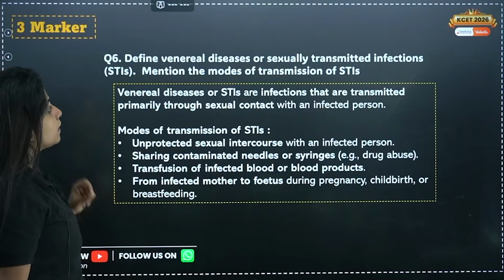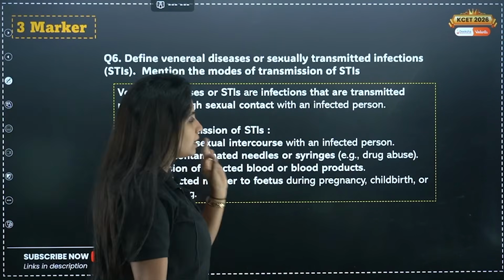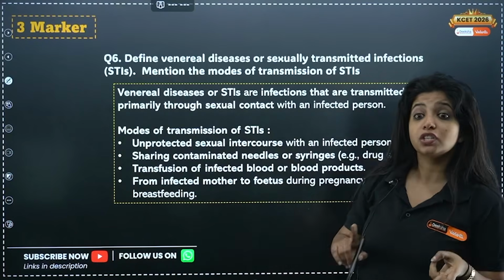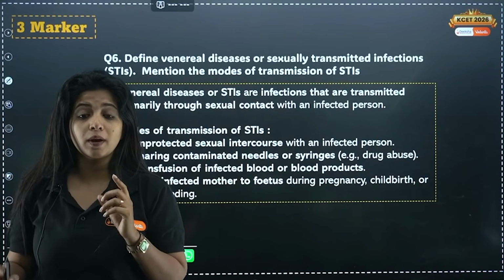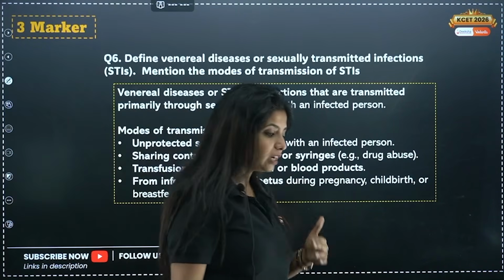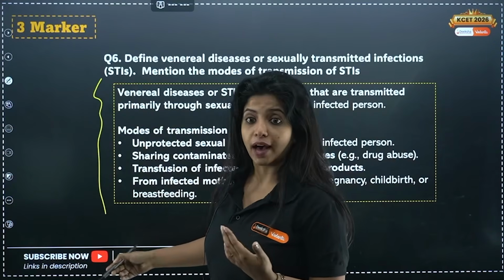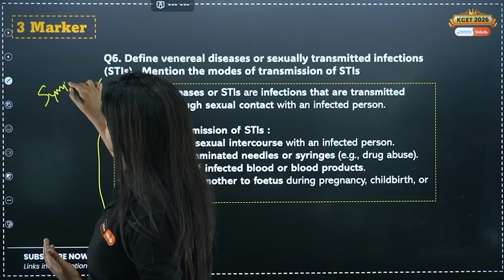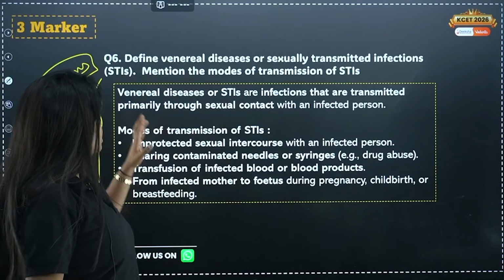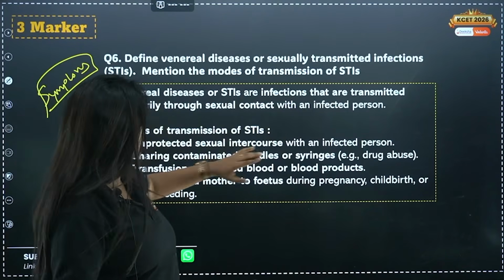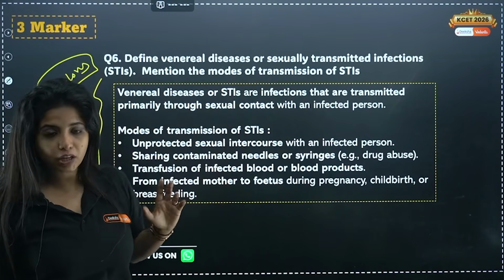Yes, ma'am. Now, define venereal diseases or sexually transmitted infections. Mention the modes of transmission of STIs. Again, in the 3-marker section, you see 2 questions from the same category, from STIs. So, again, you have to be very much prepared. Please go ahead, read your NCERT, go through the symptoms that you have in STIs, and the names of the diseases that are there in STIs. That was very important. So, venereal diseases or STIs are infections that can be transmitted primarily through sexual contact with an infected person. That is sexually transmitted diseases.